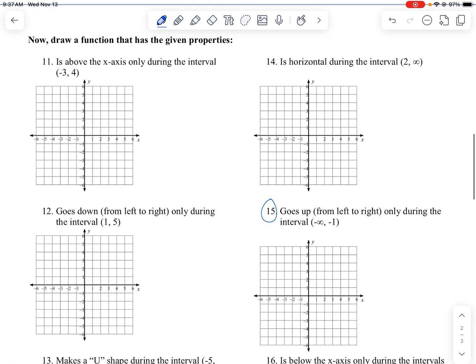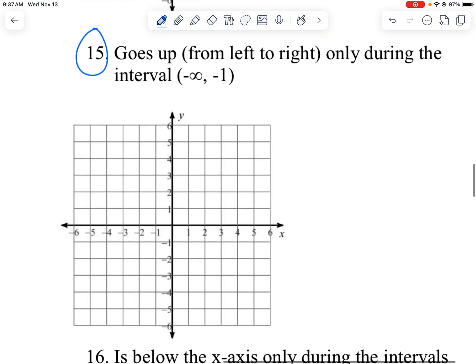When you get to the back, it has you draw the function that has that particular property. It's pretty easy to do. You can do kind of whatever you want as long as it has that property. So let's use 15 as an example. It's asking for one that goes up from left to right, and it does this only during the interval negative infinity to -1. So negative infinity is way over here, and then -1 is here. So we need our function to be going up during that interval.